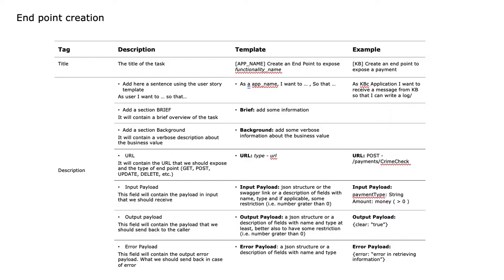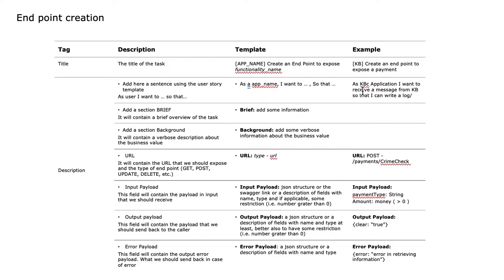So endpoint. For endpoint creation, the description could be something like this. The title would be: create an endpoint to expose functionality name. An example could be Knowledge Bank, which is my YouTube channel: create an endpoint to expose a payment, for example. And then you want to write a user story. It would be something along the lines of: as a blah, I want to blah so that I can blah.